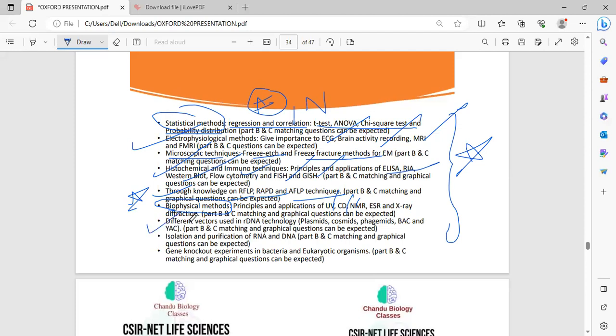Coming to the vectors, different types of vectors used in rDNA technology. First, we have to give the preference for rDNA technology. In that rDNA technology, we study various types of vectors used, like plasmids, cosmids, and BAC, YAC, etc. And isolation and purification of RNA and DNA. After that, gene knockout and knock-in experiments also.